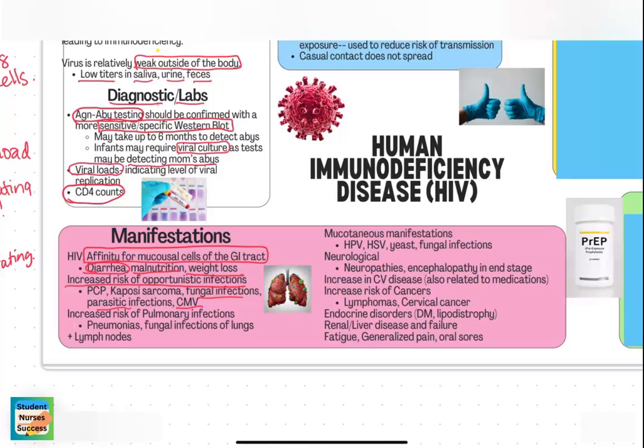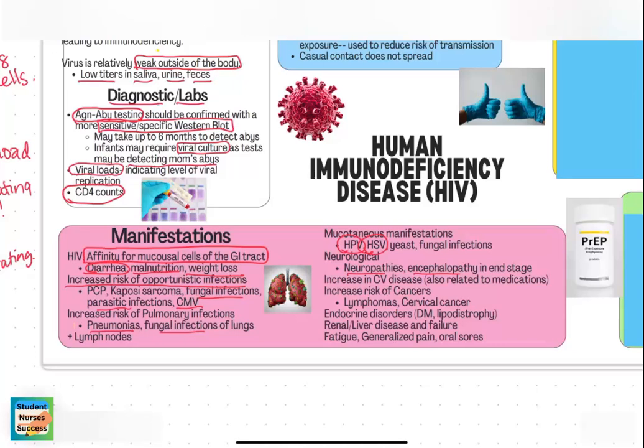We see increased risk of pulmonary infections, pneumonias, fungal infections in the lungs, positive lymph nodes, mucocutaneous infections such as HPV or HSV, yeast and fungal infections in the body as well. Neurologically, as HIV advances, we can see neuropathies developed and encephalopathy in our end stage of AIDS.